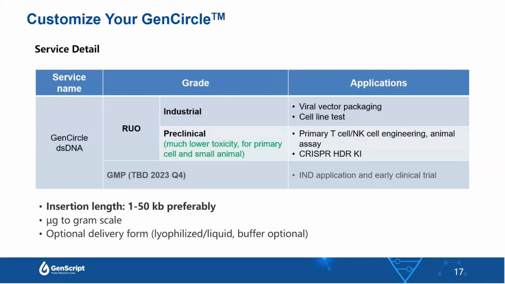And we also recommend using the preclinical grade of GenCircle dsDNA in CRISPR HDR knock-in assays. We have observed a significant increase of knock-in efficiency compared to the conventional plasmid. And we are also planning a GMP grade of GenCircle, to be determined in the 4th quarter of this year, for IND applications and early clinical trials.